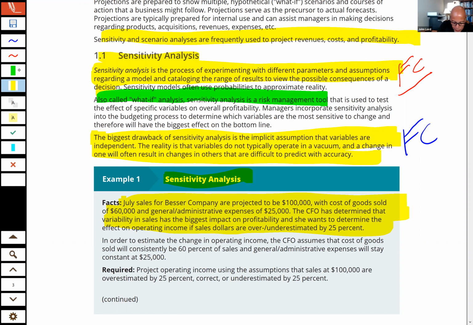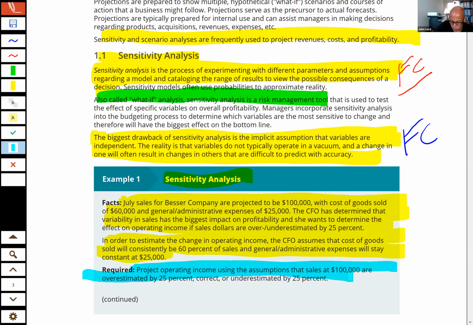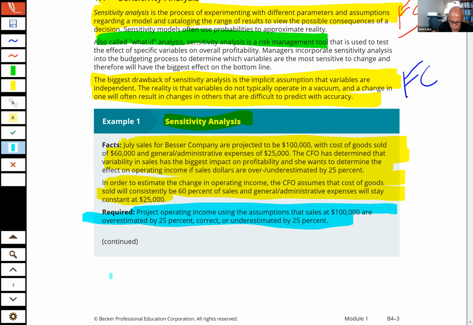In order to estimate the change in operating income, the CFO assumes the cost of goods sold will consistently be 60% of sales, and general administrative expenses will stay constant at 25,000. And they ask us to go ahead and do a sensitivity analysis in which we have the assumption of 100,000 of sales, and then what happens if we are over or under our estimate by 25%.